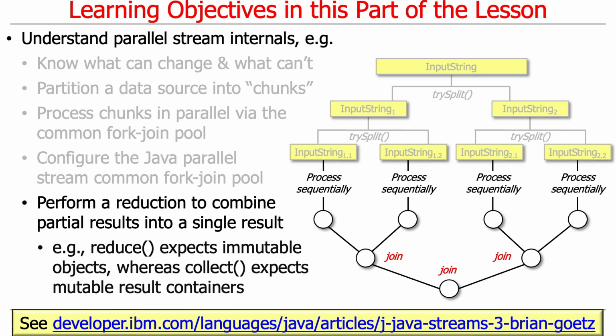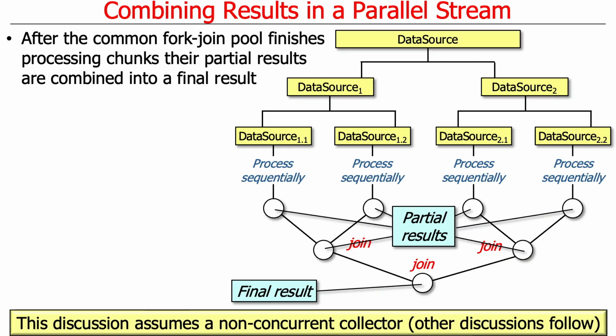And we'll have two different parts to this. The first part here is we're going to talk about how reductions can be performed to combine partial results into a single result. And the key thing to note here, and we'll talk about this more in the next set of slides, is that reduce expects immutable objects, whereas collect expects mutable result containers. So let's go ahead and take a look at this.